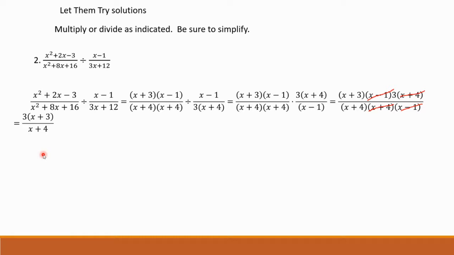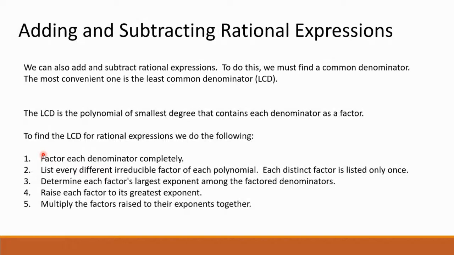Okay, so that's multiplication and division. What we can also do with these rational expressions is add and subtract them. Just like with rational numbers, we can add and subtract them. The thing is, though, you have to have a common denominator. The denominators have to be the same, and if they are, you just add or subtract the numerators. That's it.